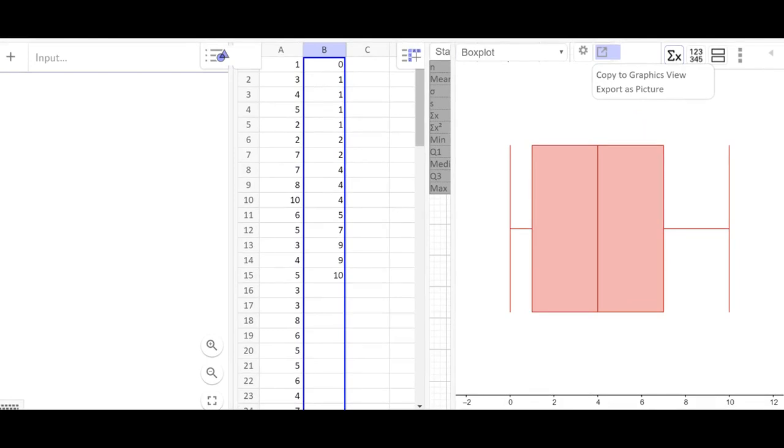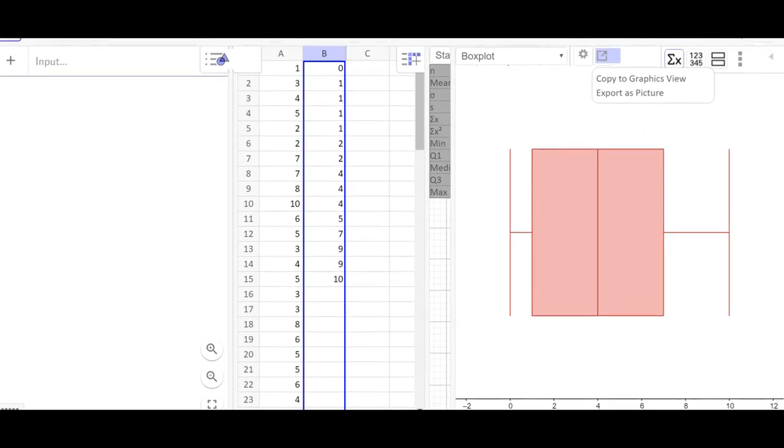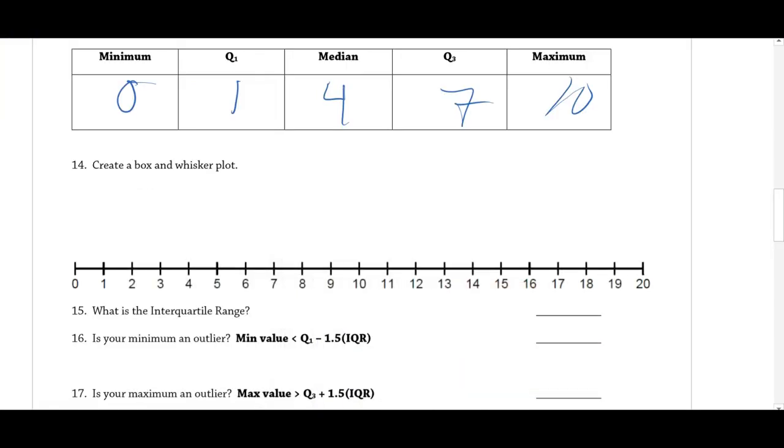But it's just kind of the same amount of effort if we wanted to go ahead and draw this thing by hand here. So our minimum is that last little dot here, so my minimum's at 0. You can either draw with a dot at the end or a line through it, either way is fine. My Q1 is at 1. My median is at 4. Q3 is at 7. And my maximum's at 10.